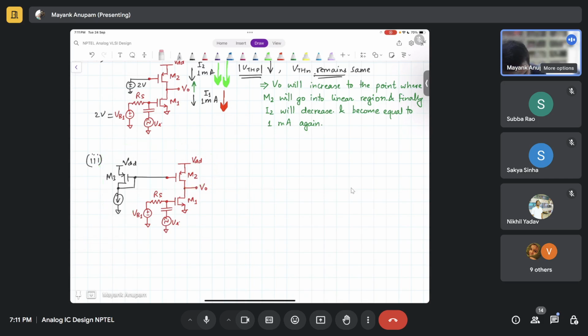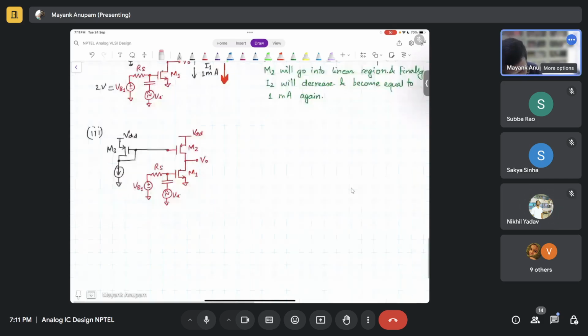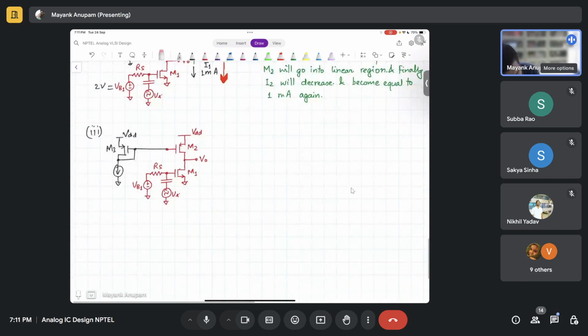Okay. So because of the current mirror, what is going to happen now? Still, is this a good way to bias? Mayank, I think for both you need to do, I guess, right? Yeah, I was coming to that. But first let me come to that.